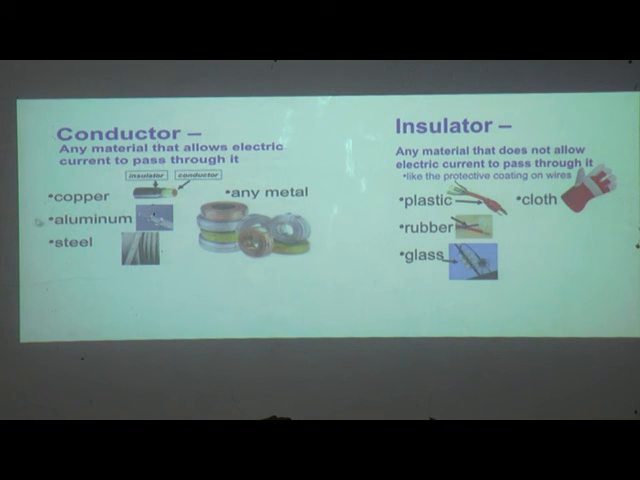Examples of conductors: copper, aluminium, steel. See, here is one example. Insulators and conductors are very important. This one is a conductor and this one is an insulator. We need both. Plastic, cloth, rubber and glass are insulators.